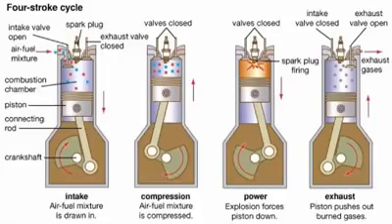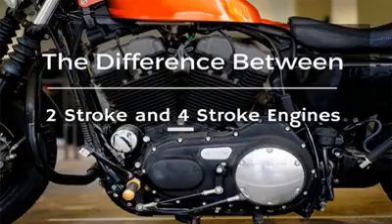A four-stroke engine works with 4 basic steps to a successful rotation of the crankshaft: the intake, compression, power and exhaust stroke. Each engine cylinder has 4 openings for the intake, exhaust, spark plug and fuel injection. Now let's talk about the difference between two-stroke and four-stroke engine.